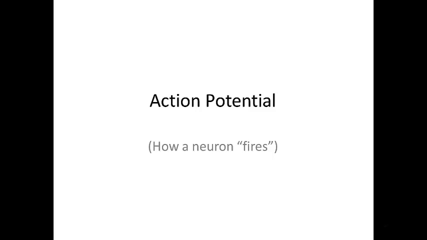In the last video, we looked at neurons and the structure of neurons and the different types of neurons. In this video, we're going to look at how a neuron fires, how it sends a signal to other neurons. And how a neuron fires is called the action potential.